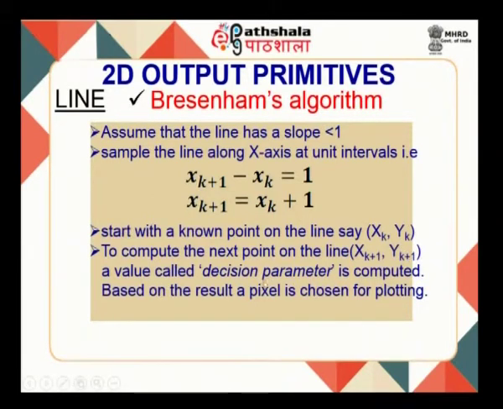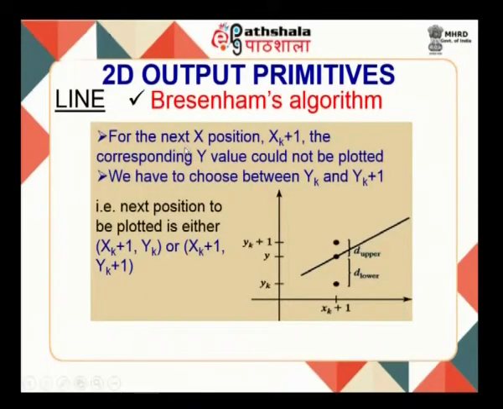The next unknown point is found using a variable which we call the decision parameter. For computing every next value, we will be using this variable called the decision parameter, whose value will help us to compute the next x value and the next y value. So, let us see how we compute the next x value and the next y value based on the decision parameter. So, what is this decision parameter? We will understand that in depth here.